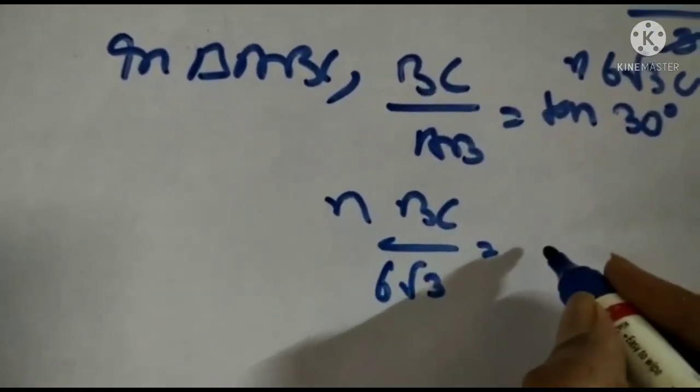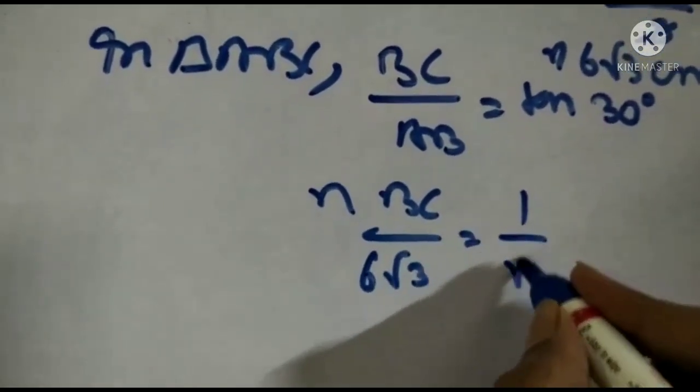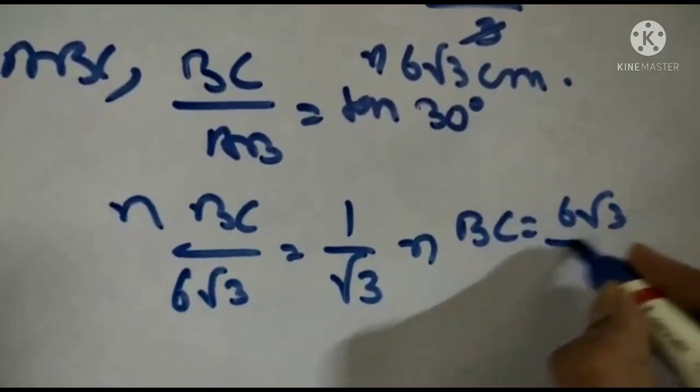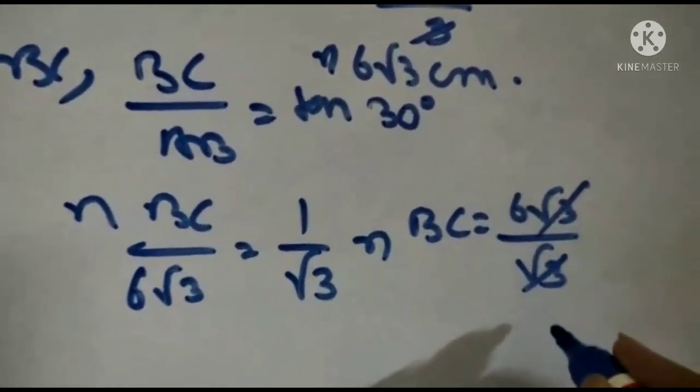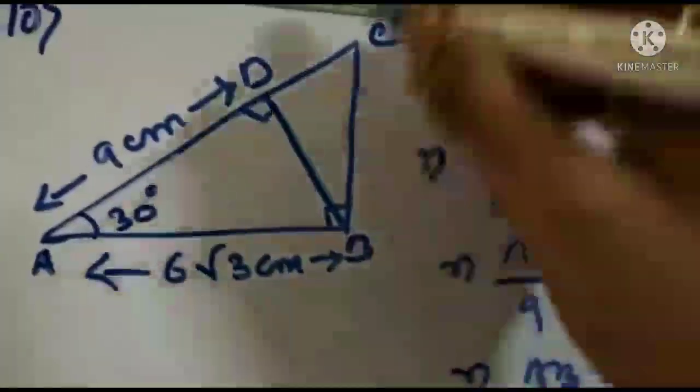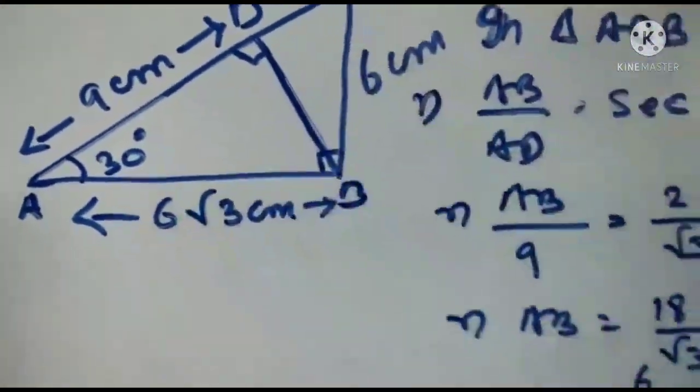tan 30 degree means 1 by root 3. So BC is equal to 6 root 3 by root 3. The root 3 and root 3 will cancel, so here we will get 6 centimeter. Therefore, BC we have got is 6 centimeter.